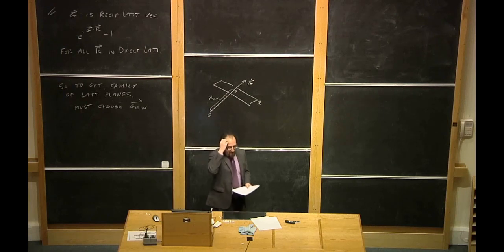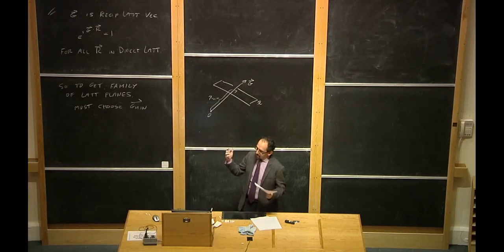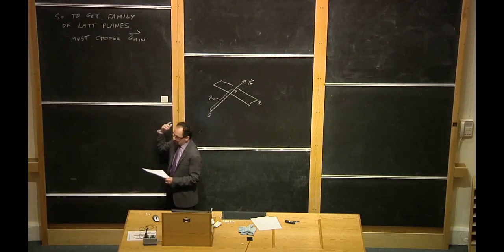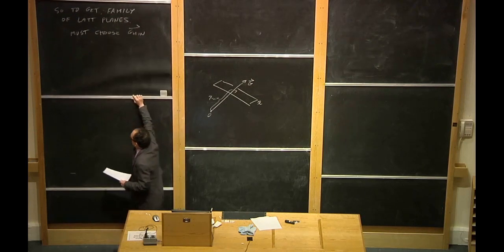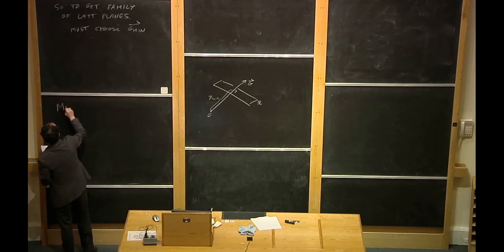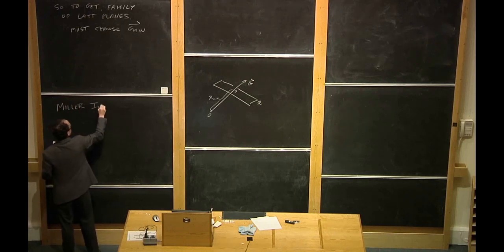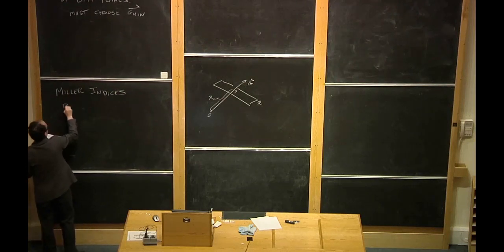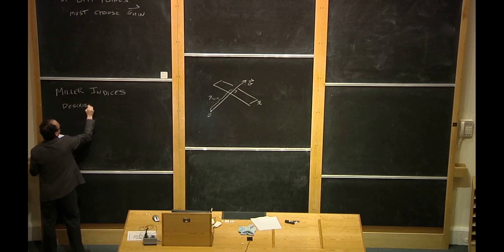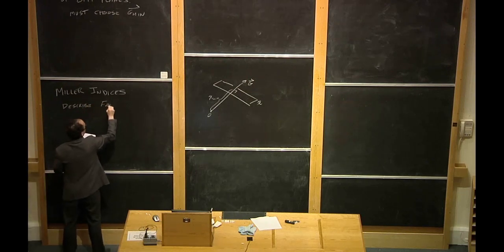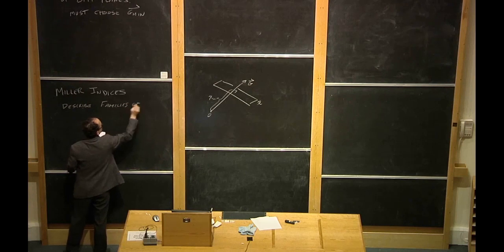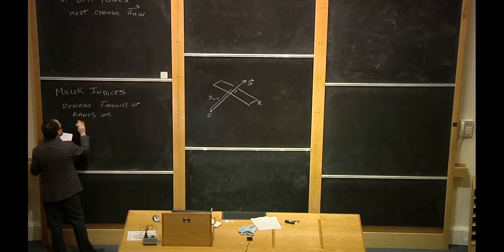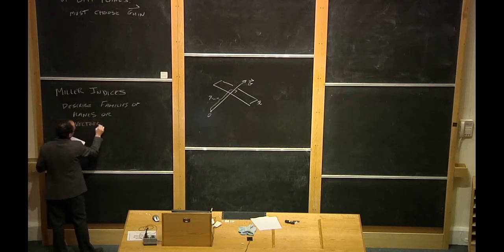Now it's useful to come up with some way to describe these families of lattice planes, or these reciprocal lattice vectors. This is a type of notation that we will use very frequently, known as Miller indices, for describing families of planes or vectors in reciprocal space.